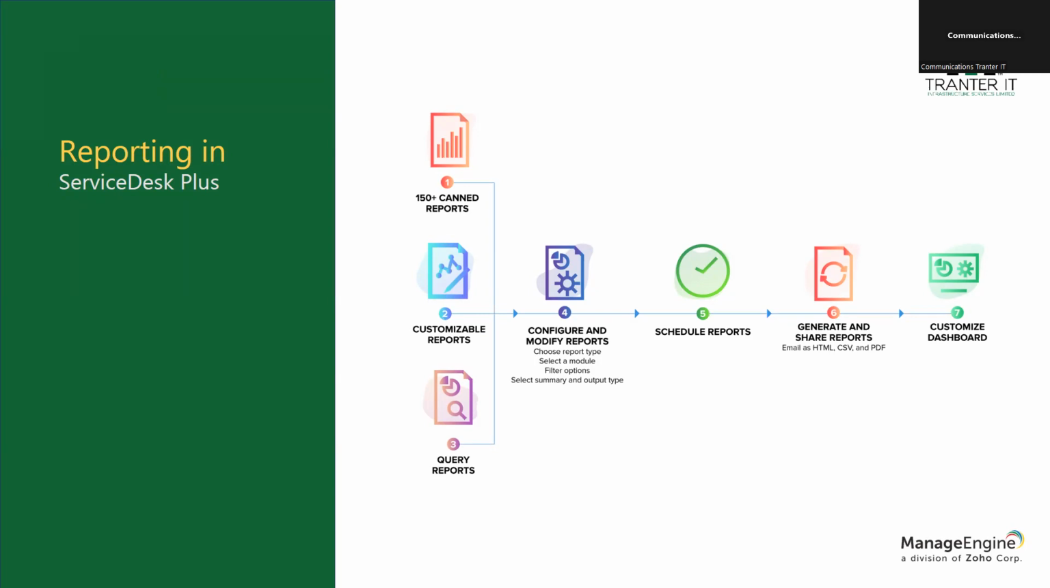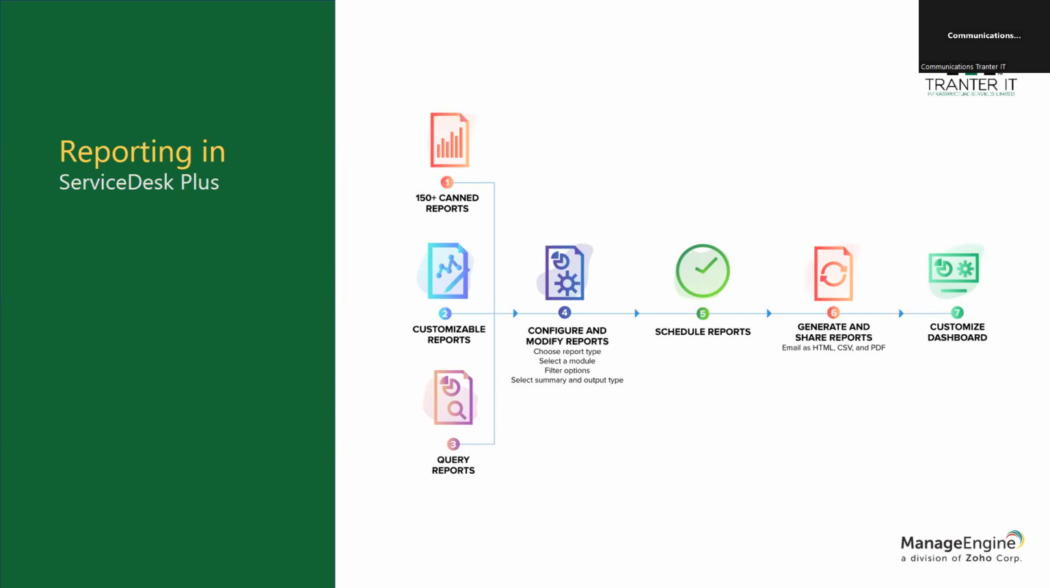Then you can configure and modify reports, choose the type of report and the filter options, be it the created time, the technician, the requester name, the email address, or the response time on particular tickets. Then you can schedule reports also. Reports can always be automated after the first time of configuration or creation. You can configure your reports to go out to a given number of people at any given time.